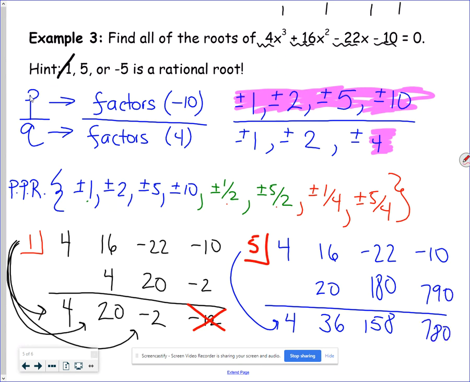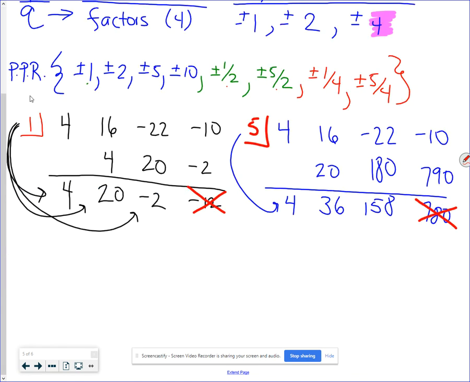That was pretty obvious that this one wasn't going to work when we got towards the end. So it looks like it's going to be negative 5. That'll be the one that works. Just knowing negative 5 works still doesn't do you any good. You still got to do the synthetic substitution or synthetic division here.